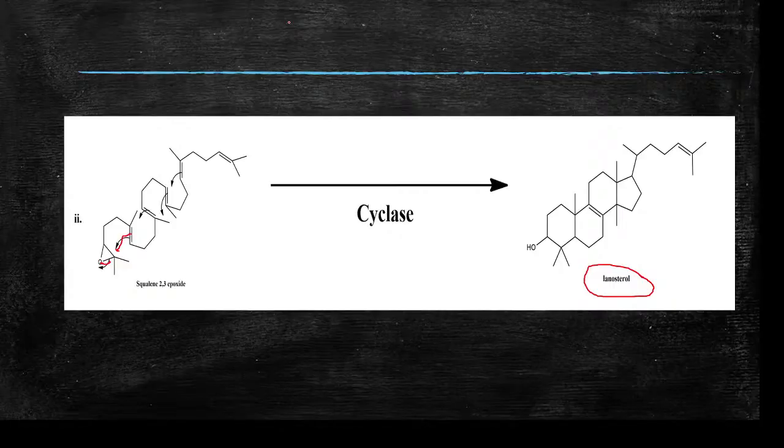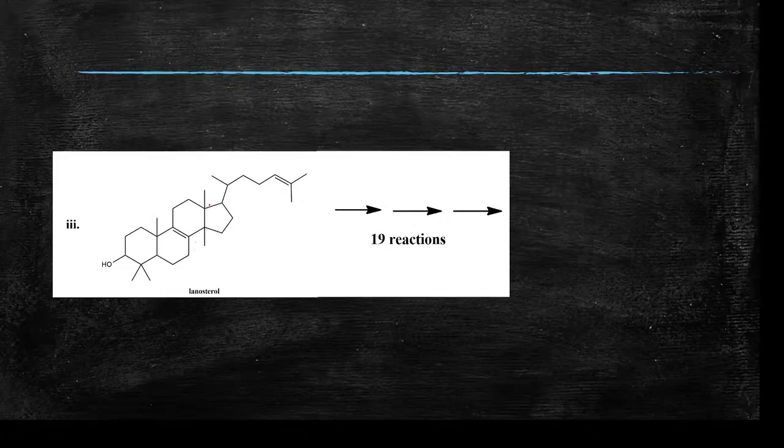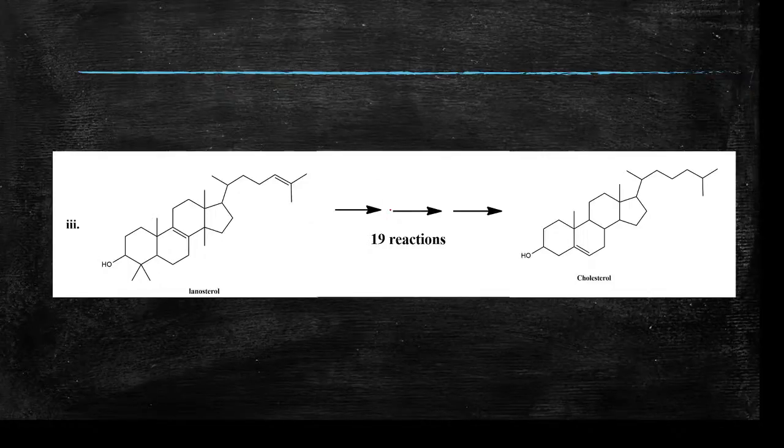From lanosterol you can convert this molecule into many different sterols. Here you have lanosterol, and through a passage of 19 reactions it will form cholesterol. You need not study that, so you can say that through many reactions it will form cholesterol. If you are interested to know how lanosterol is converted to cholesterol, I will post that in your classroom, but that is not necessary from your examination point of view. You can learn this pathway starting from acetyl-CoA to lanosterol, and from lanosterol you can directly show the synthesis of cholesterol by multiple step reaction.